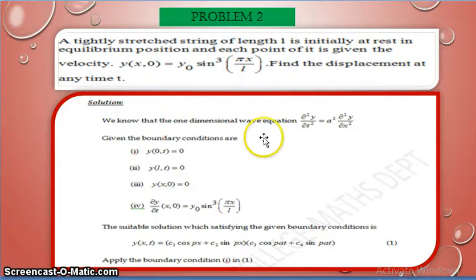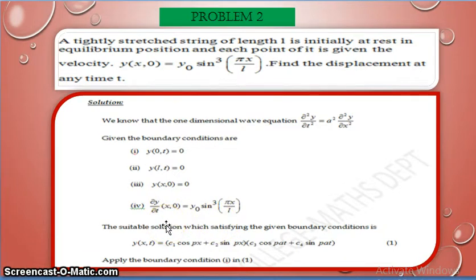The one dimensional wave equation, dou square y divided by dou t square equal to a square dou square y divided by dou x square. Then the boundary conditions are: number 1, y of 0 comma t equal to 0. Number 2, y of L comma t equal to 0. Number 3, y of x comma 0 equal to 0. Number 4, dou y by dou t of x comma 0 equal to y naught sin cube pi x by L.